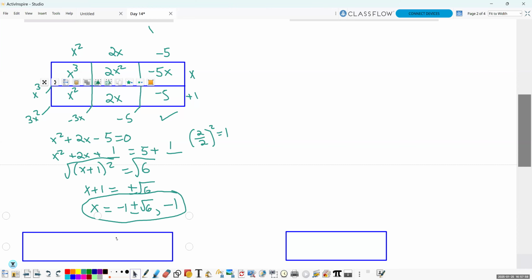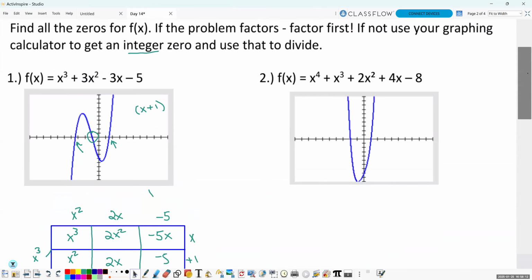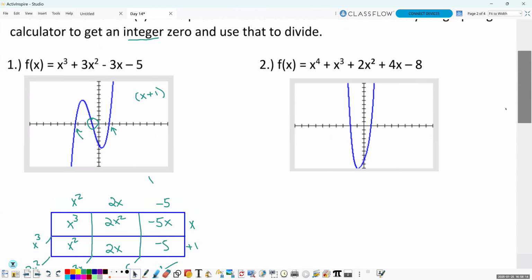And we'll see that hiding under this little box are those 3 zeros. Either way to write it is sufficient. You can separate them or you can keep them together. Pause the video and try to find a good zero for number 2 and divide that out.